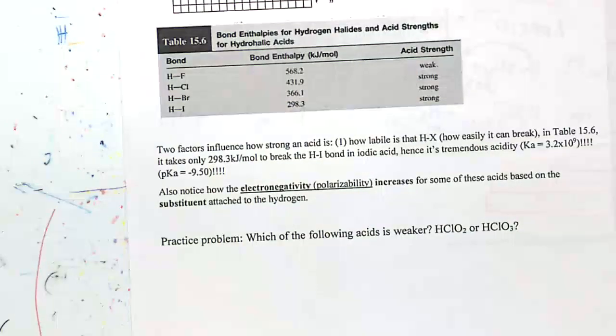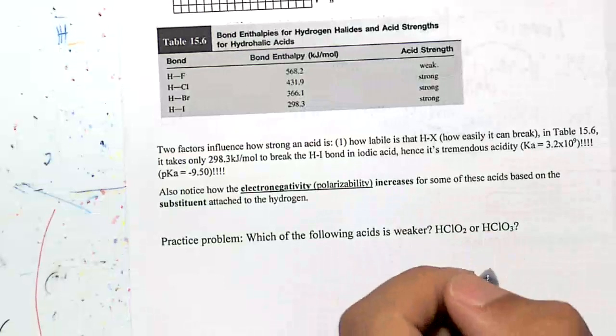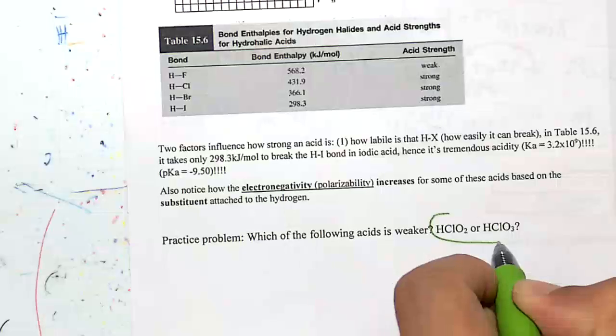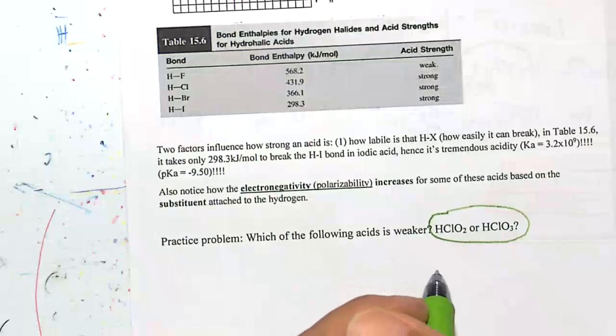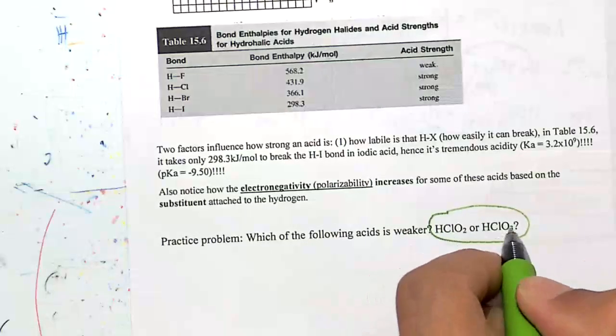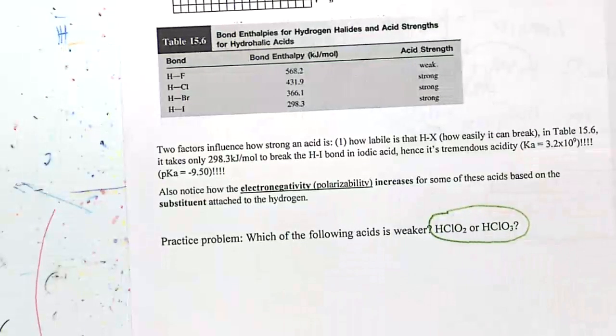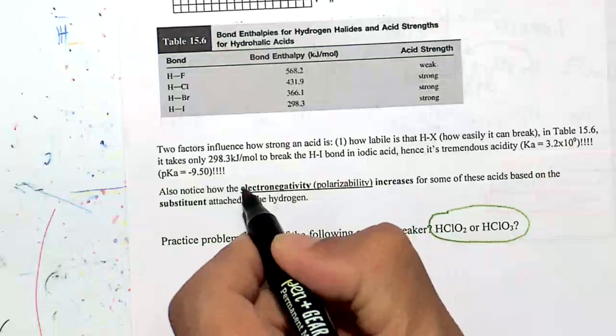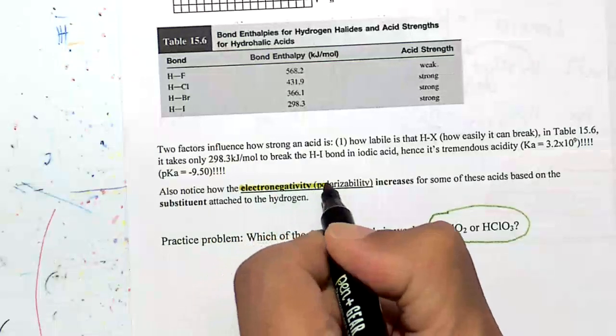All right, I'll quickly go over 20 and 21. Maybe I'll go a little bit into chapter 16 with a little pen and paper work. Which of the following acids is weaker, HClO2 or HClO3? One of the things is which has more oxygen. Well, obviously, HClO3 has more oxygens. So oxygen has something called polarizability or electronegativity.